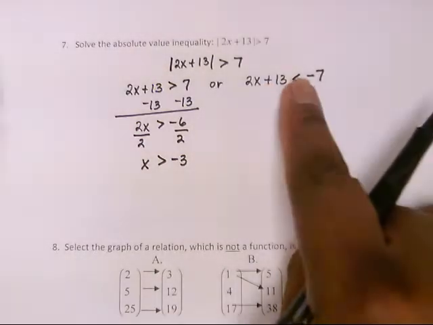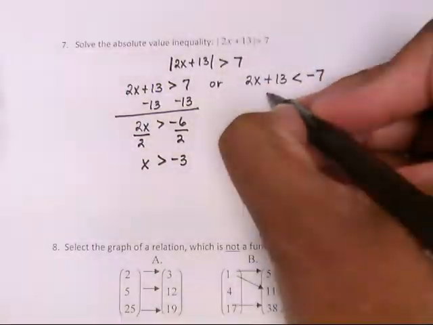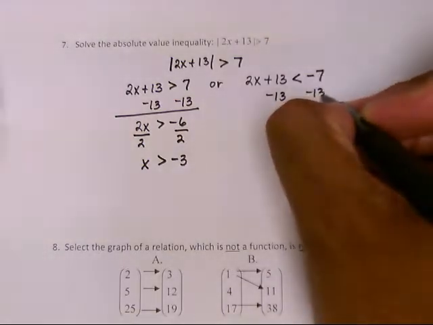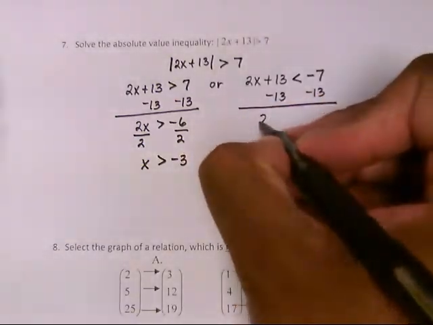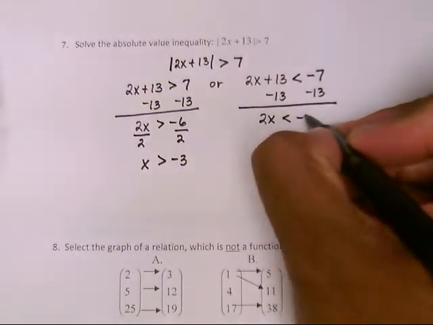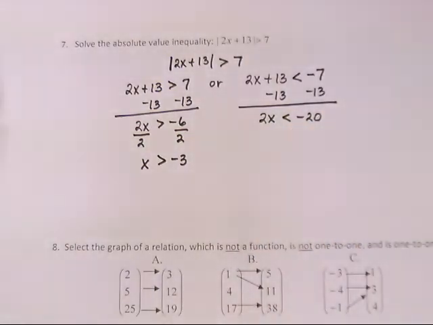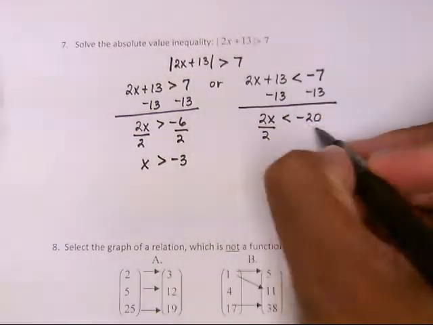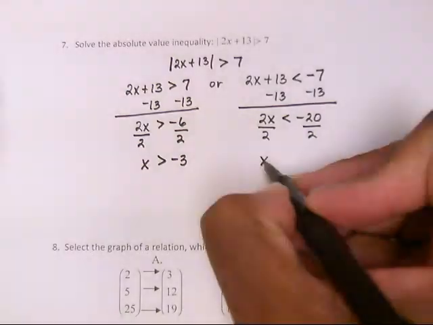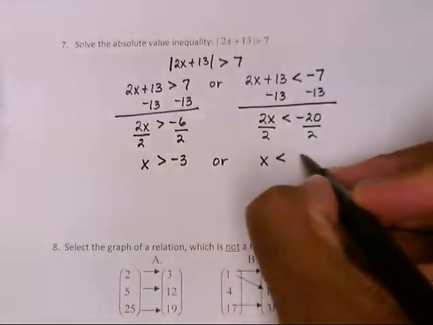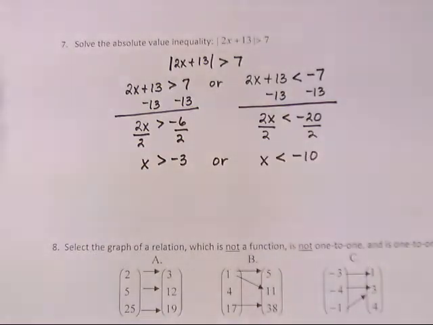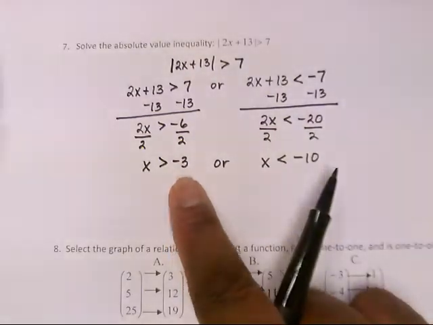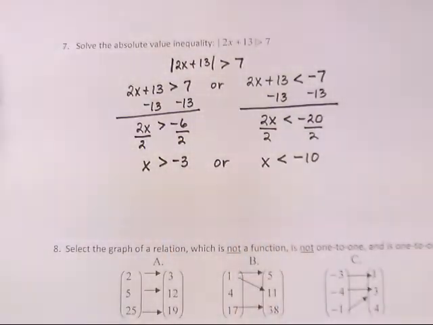Now for the 2x plus 13 is less than negative 7, if I subtract 13 on both sides, here I'm going to have 2x is less than negative 20. That means negative 7 minus 13 will give you negative 20. Divide both sides by a positive 2. The inequality symbol remains the same, so the x is less than negative 10. So here, the solution to that absolute value inequality will be x is greater than negative 3 or x is less than negative 10.